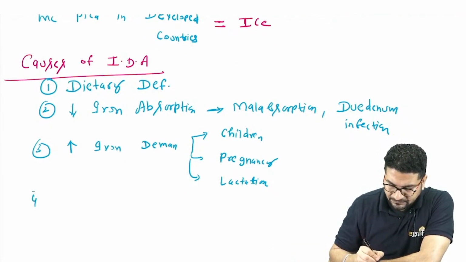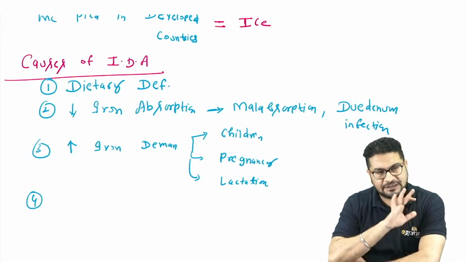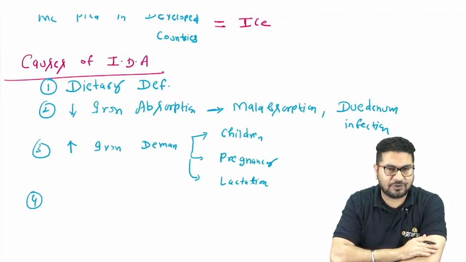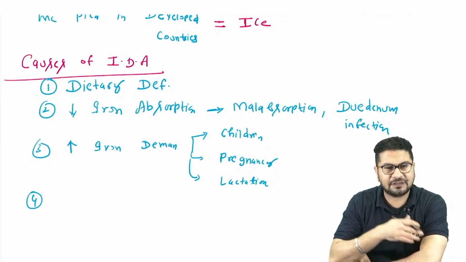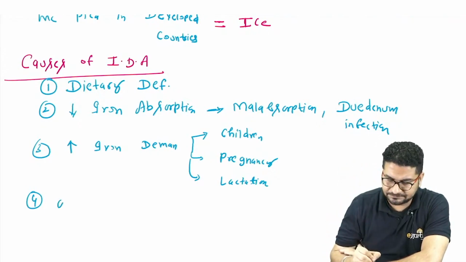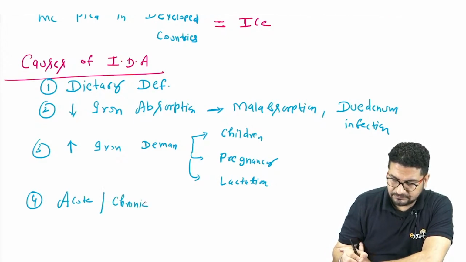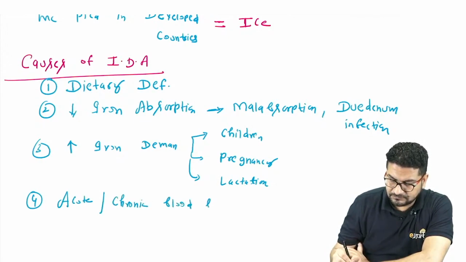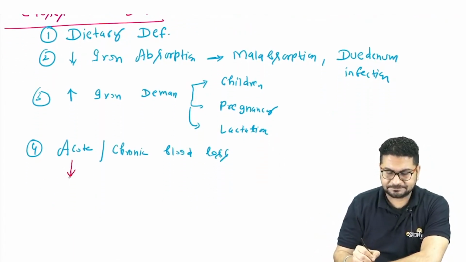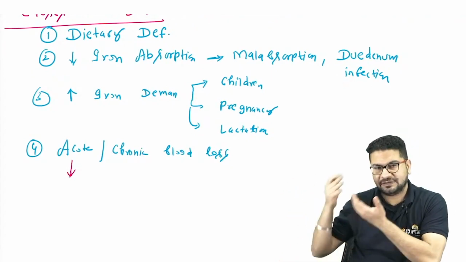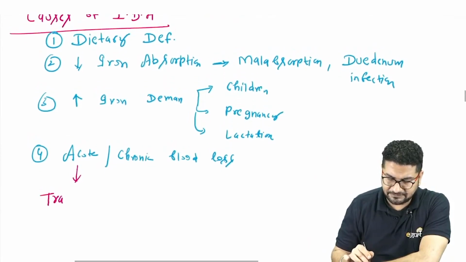The fourth cause: suppose there is a person who has iron deficiency anemia, he is eating healthy, he has no malabsorption, there is no infection, then why does he still have iron deficiency? There is acute or chronic blood loss. Acute blood loss means, suppose you are driving a car and you meet an accident, there is blood loss. It can be due to RTA or trauma, road traffic accident.